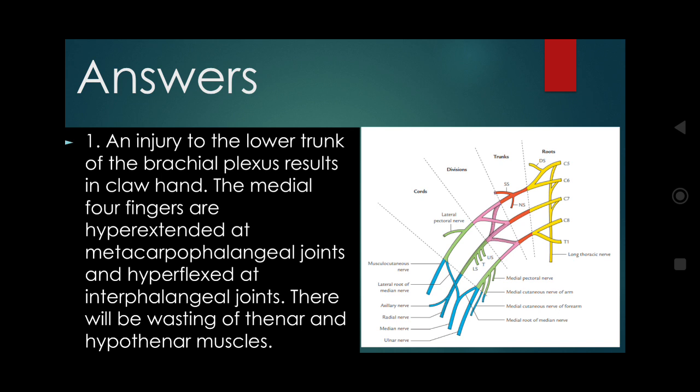Because you are observing here in this picture, the medial cord of the brachial plexus has been formed by the C8 and T1 segments. Those give the branches: medial pectoral nerve, medial cutaneous nerve of the arm, medial cutaneous nerve of the forearm, then the medial root of the median nerve, and then the ulnar nerve. As the ulnar nerve is involved in this case, and as you know it supplies the palmar interossei, dorsal interossei, the third and fourth lumbricals, and the hypothenar muscles. All these muscles are supplied by the ulnar nerve. So muscle wasting can be seen in this particular case.